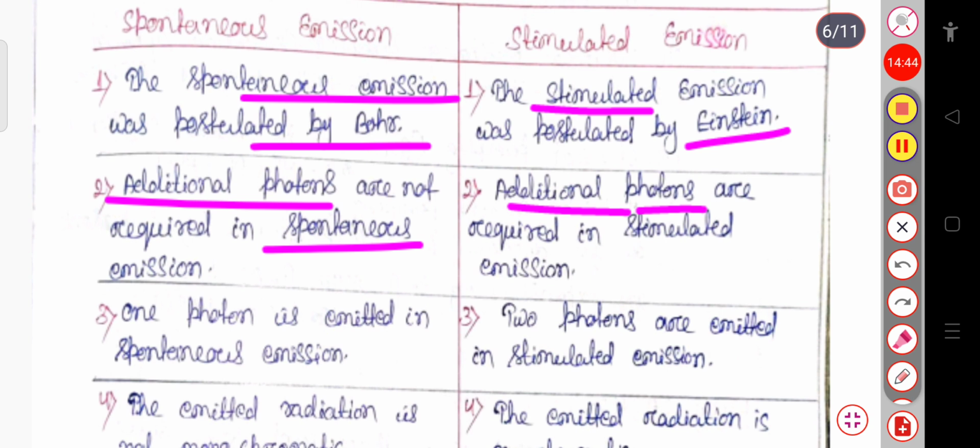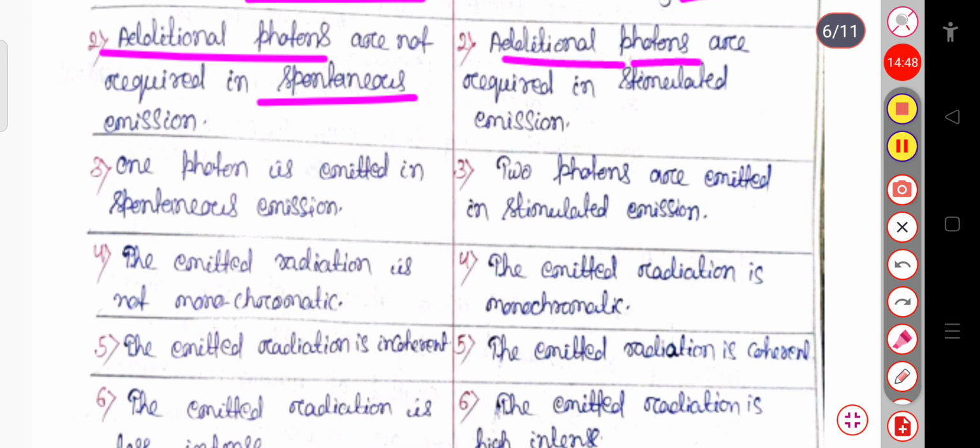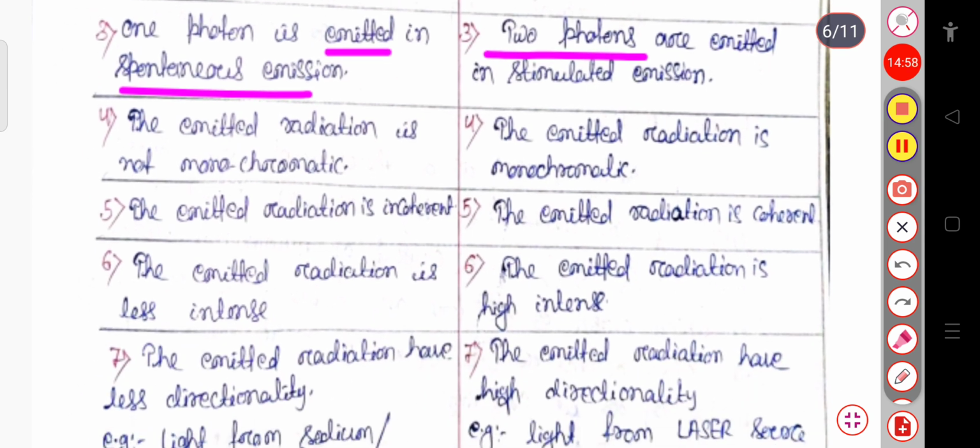Okay. Now the next one: one photon is emitted in case of the spontaneous emission, but in the stimulated emission two photons are emitted. The next point is, the emitted radiation is not monochromatic in nature in case of the spontaneous emission. But in case of the stimulated emission, the emitted radiation is monochromatic in nature.